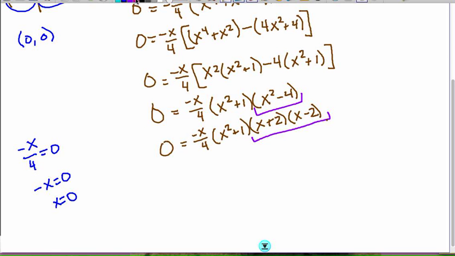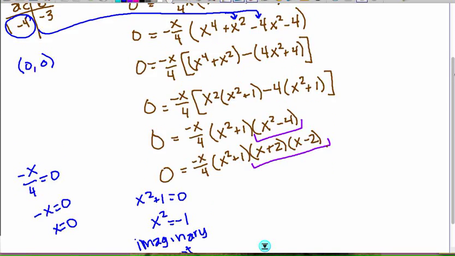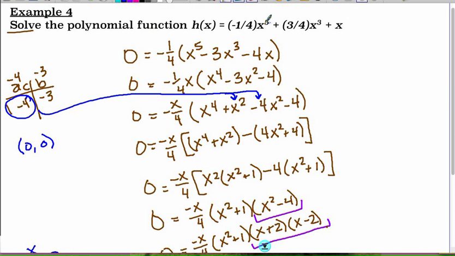If I look at this next one, I have x squared plus 1 equals 0. So if I subtract 1 on both sides, I have x squared equals negative 1, which, we've seen, doesn't work unless we use imaginary numbers. So I know that this is going to be an imaginary root, and it's not actually going to cross the x-axis. So this is where we get into a scenario where I have a polynomial of degree 5, but I'm not necessarily going to have 5 real roots.